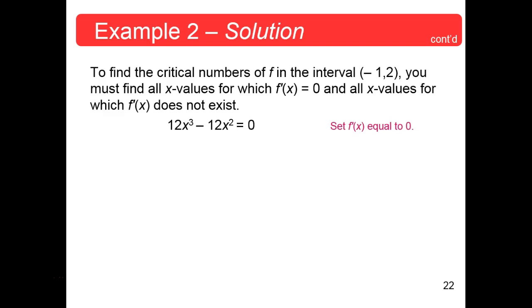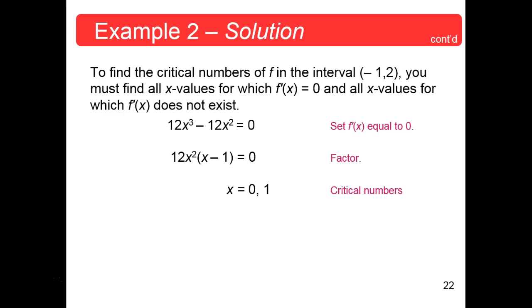This is f here, this is f prime here. That is the derivative. You set that equal to 0. That's going to give you some. Look at that thing. Is there any place that doesn't exist? No, that exists everywhere. So there's not going to be the second case where it doesn't exist. So factor that, and you get 12x squared times x minus 1 equals 0. This gives you either x equals 0 from this factor or x equals 1 from that factor. Those are your two critical numbers.